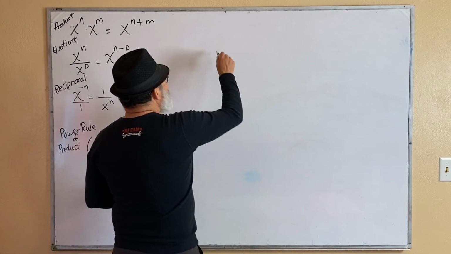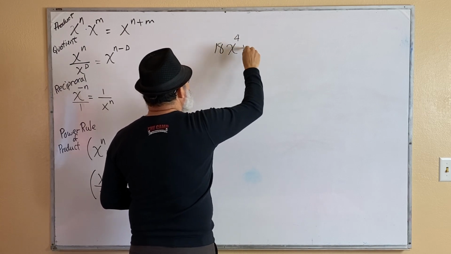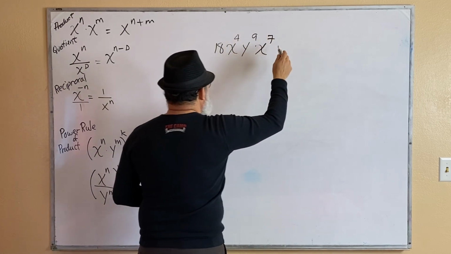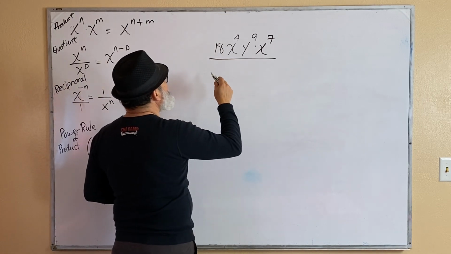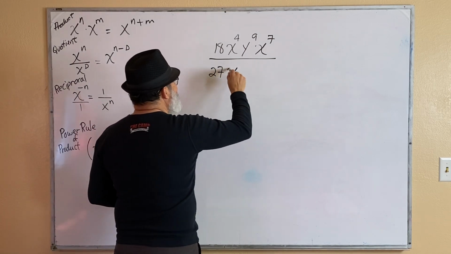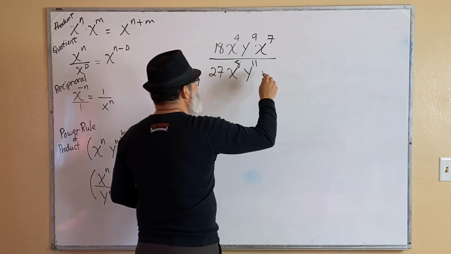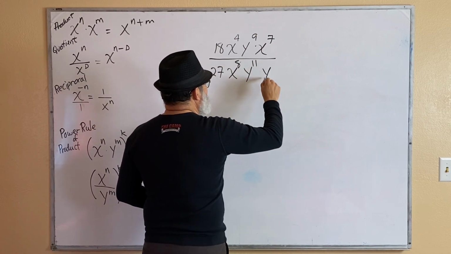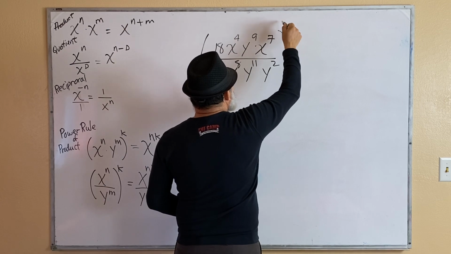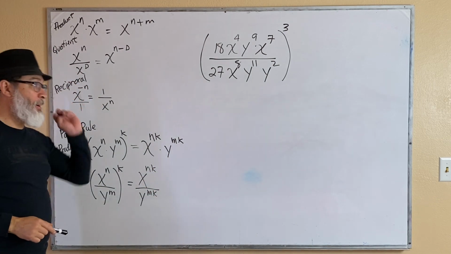Here. 18 x to the 4th y to the 9th, x to the 7th, divided by, I'm going to say 27 x to the 8th y to the 11th, y to the 2, and this is raised to the, I don't know anymore, let me say 3. The third power.